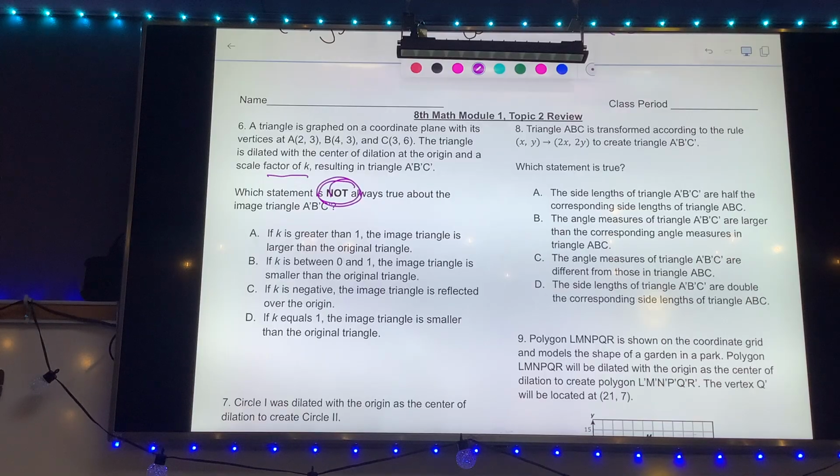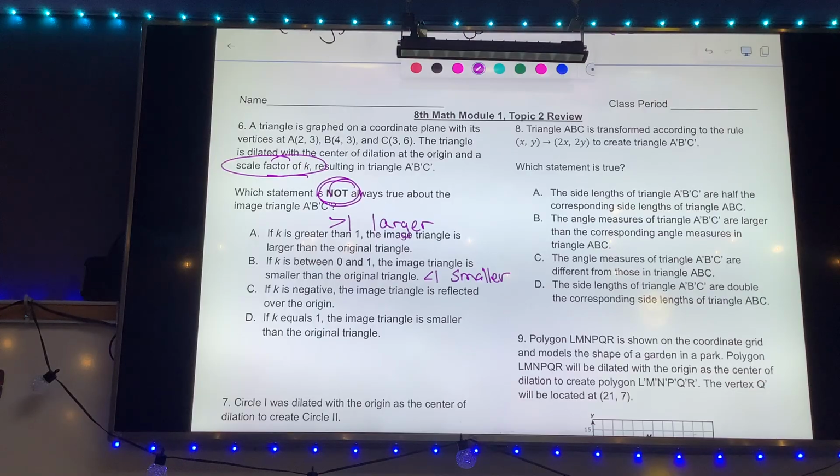Okay, k is your scale factor. So remember, k is my scale factor. So if the scale factor is greater than 1, the triangle is larger than the original image. Yes, when it's greater than 1, it is larger. If k, or the scale factor, is between 0 and 1, doesn't that mean less than 1? The figure is smaller.